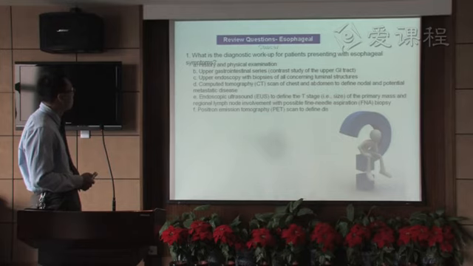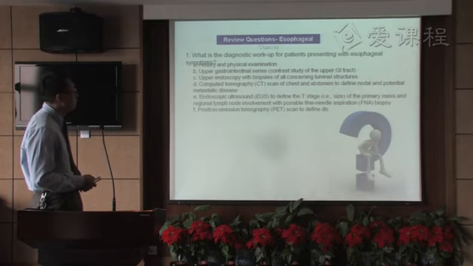E is endoscopic ultrasound to define the T stage of the primary mass and the regional lymph nodes, with possible fine needle aspiration biopsy. F is PET scan to define disease.